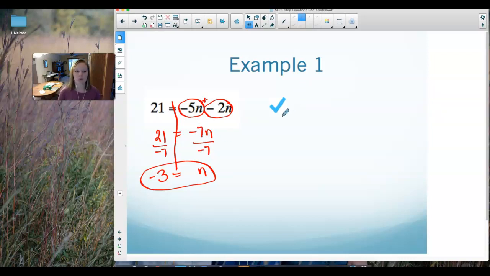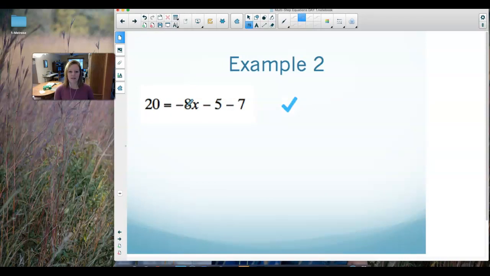Now, I'm not going to require you to go back and check it, but you can check it to make sure your answer works. So we have 21 equals negative 5n minus 2n. We replace the n with negative 3. So we have negative 5 times negative 3 is positive 15 minus a negative 6. Keep change, we end up with 21. So it works. My answer is negative 3. Now you should end up with all really nice answers. If you're coming up with a decimal or some fraction, some weird number, know that you probably did something wrong.